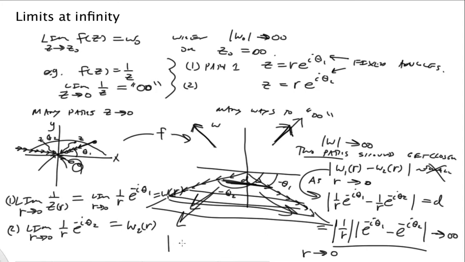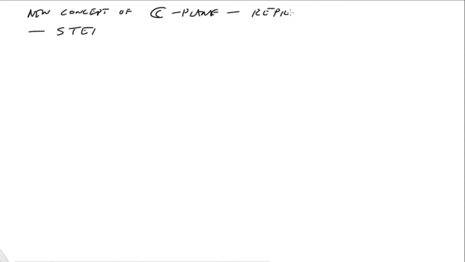So what we really want to state then is actually that the magnitude of WR, whatever path, 1 or 2, goes to infinity. That's what we want to state. We want a way of talking about limits at infinity that capture that aspect. So let's see if we can do that. Okay, so what we need is a little bit of a new concept of the complex plane, and it's called a stereographic projection, or I should say maybe a representation. So that's a new representation.